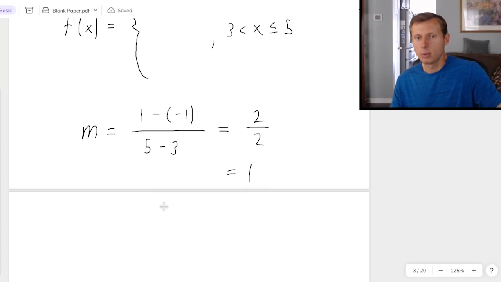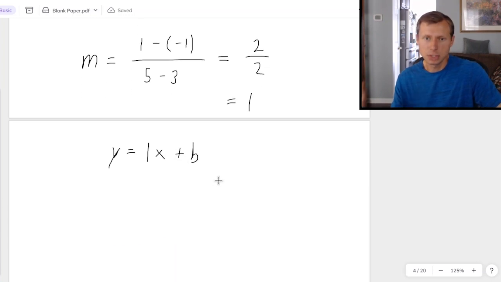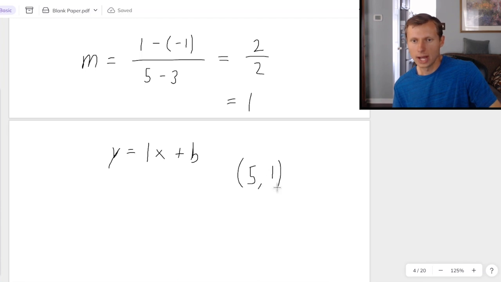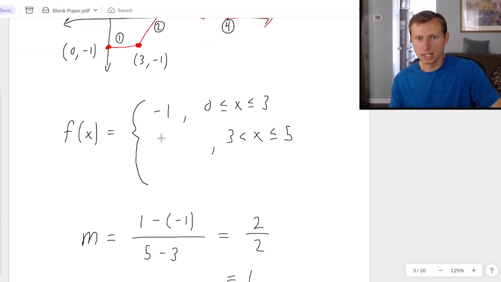And then if I want to find the y-intercept for this, I have to plug it in the formula. Y equals 1x plus b. And then I have to choose values for x and y. I will choose x is 5 and y is 1, this coordinate point. So that means 1 equals 1 times 5, which is just 5, plus b. Subtract 5 from both sides, and we get b equals negative 4. Putting it all together, that's going to be y equals x minus 4, and that is what goes in the second portion of our piecewise function.